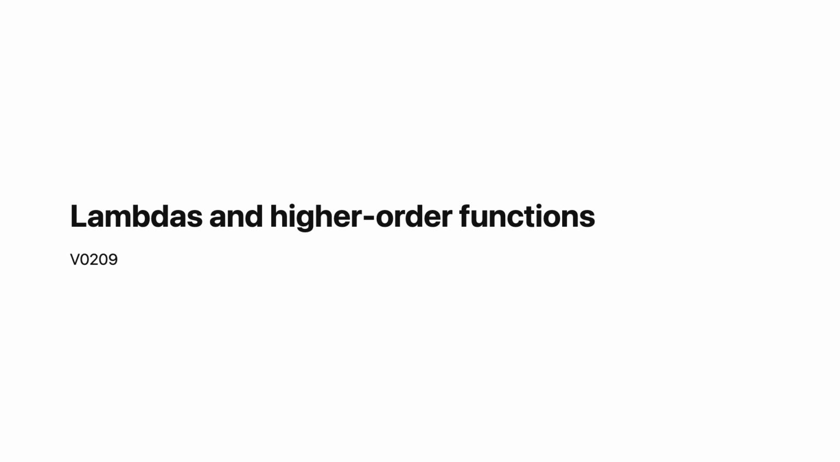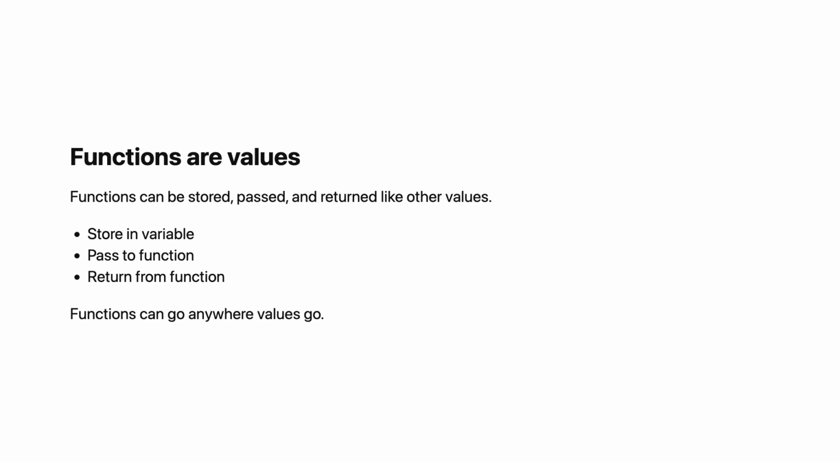Consider, you want to filter a list. The filtering logic varies. Sometimes you want even numbers. Sometimes you want numbers greater than 10. The pattern is the same. The specific check differs. You could write separate filter functions for each case. Or you could write one filter that takes the check as a parameter. The check is a function. Functions as values enable this flexibility.